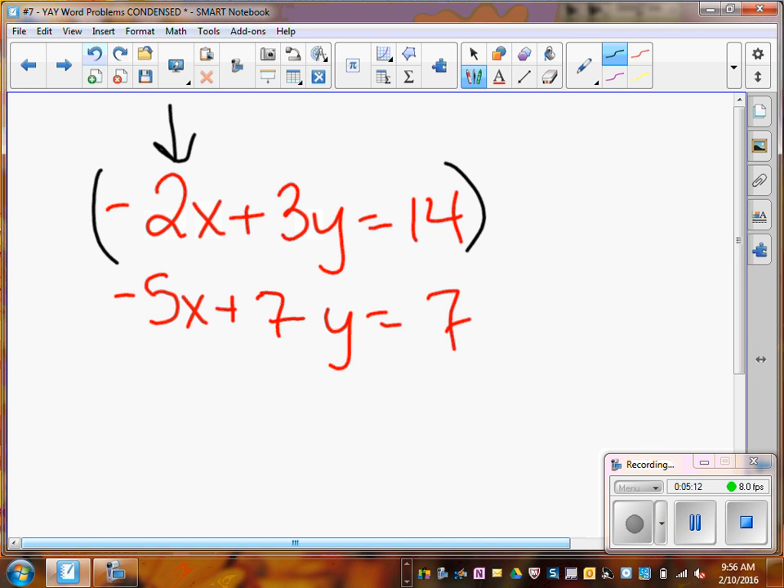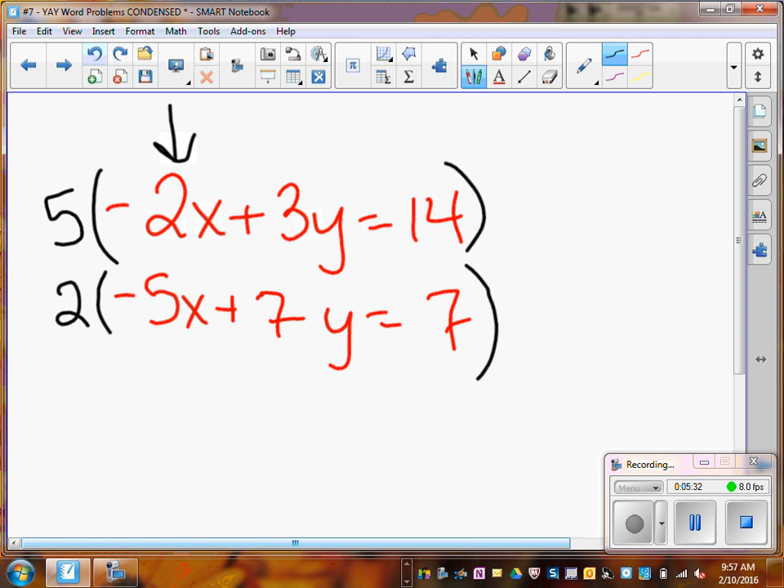What do I need to multiply my top equation by? 5. Since I'm trying to get rid of my x's, I multiply by the other number. And then my bottom equation I'm going to multiply by 2. Okay, now we have our numbers the same. 5 times 2 is 10, 3 times 5 is 10. But I need to check my signs.